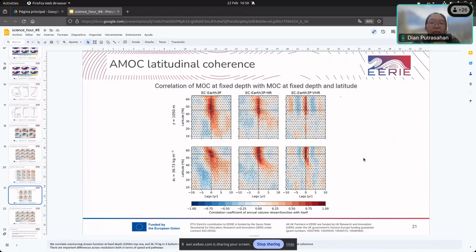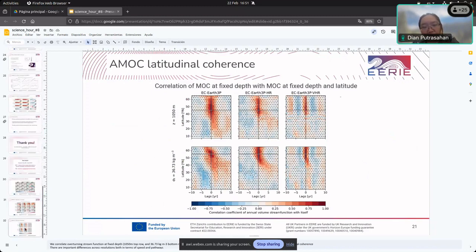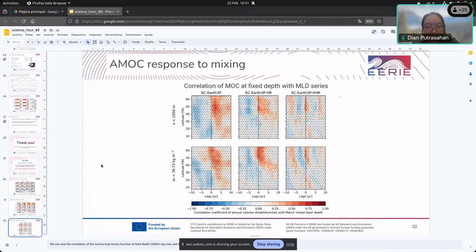Do you have perhaps something like this, but instead correlated with your mixed layer depth? Because here you show the coherence for AMOC, but the relationship of your mixing, yes. This one. So it's still quite similar. Yeah, it's quite similar. The impact is not so strong. We see nice propagation in the HR model, but only in the sigma space. But in the case of the VHR, we have almost nothing, and in the low resolution one, we have almost no significance.